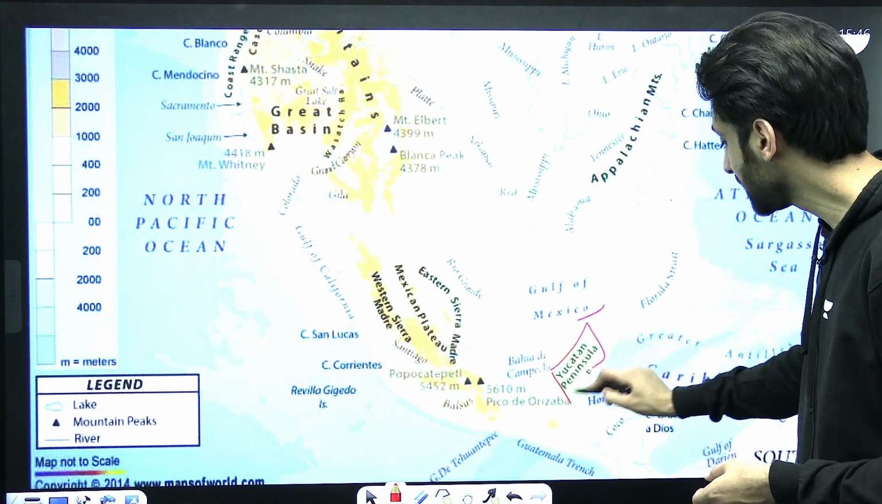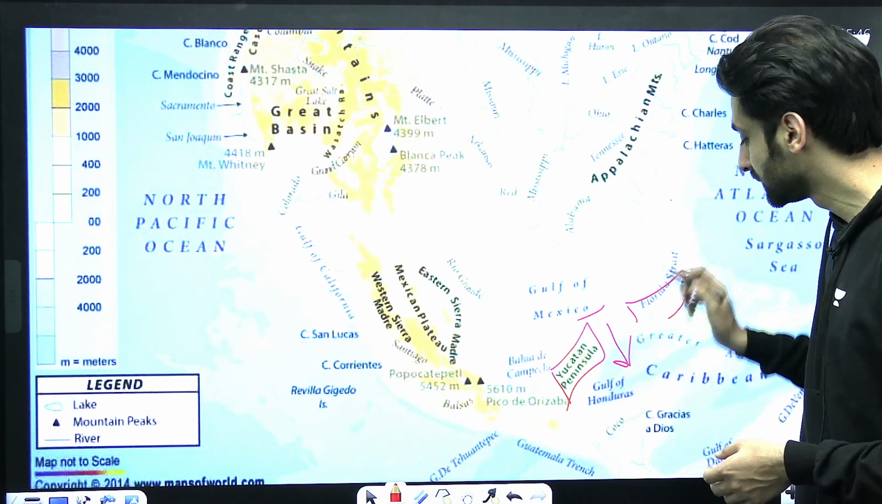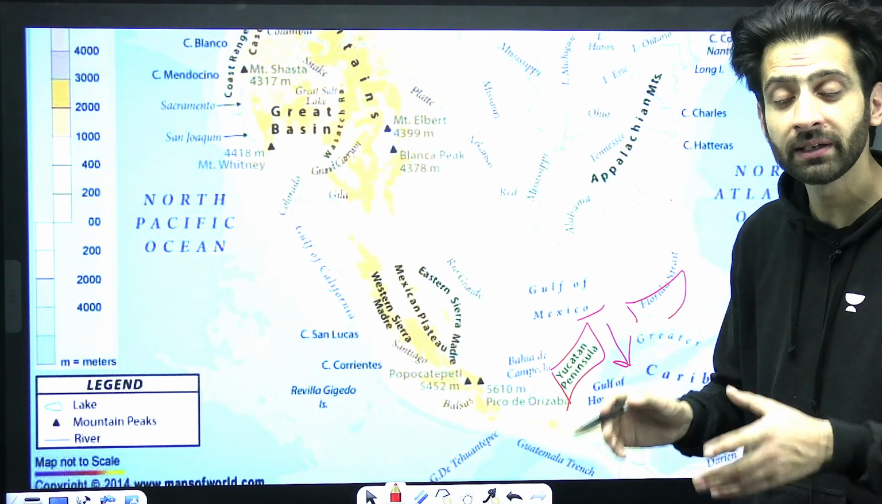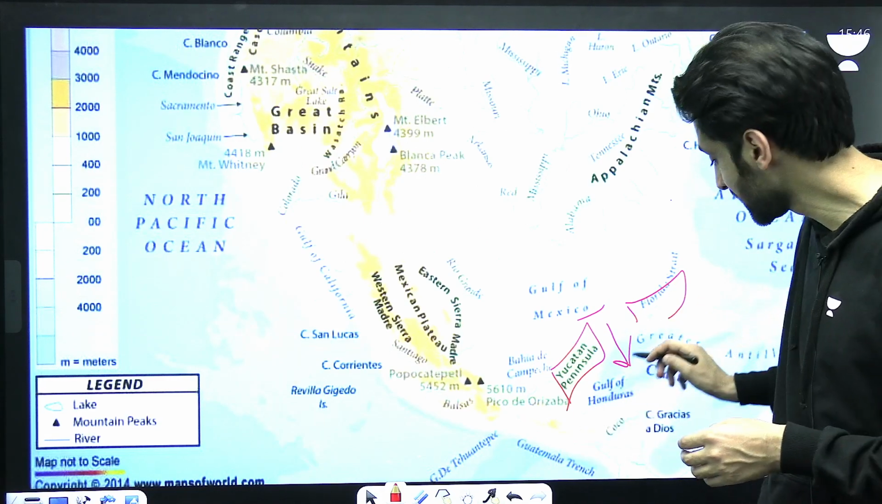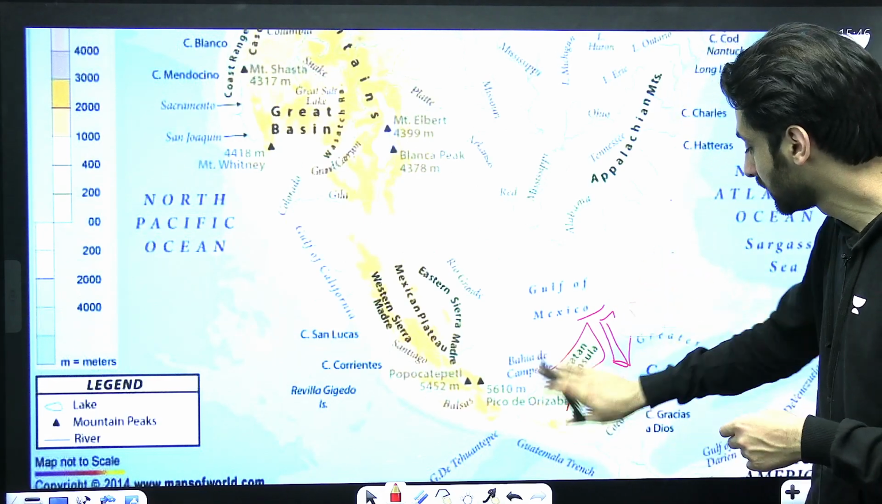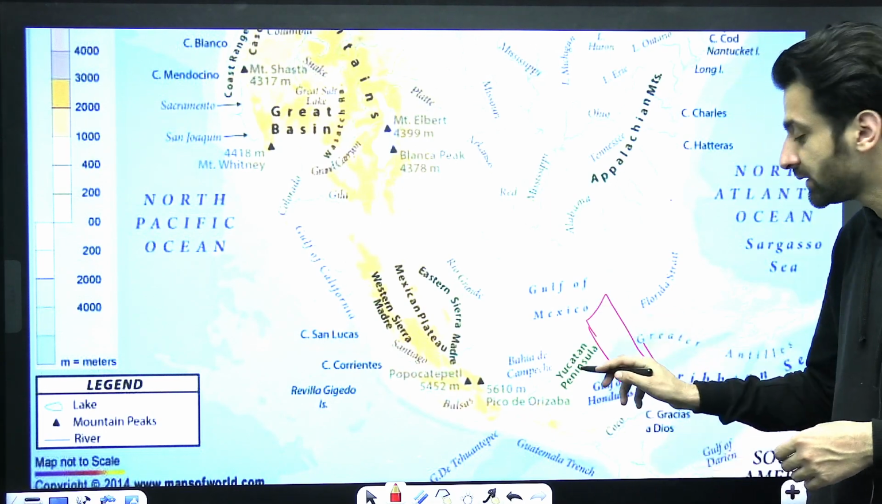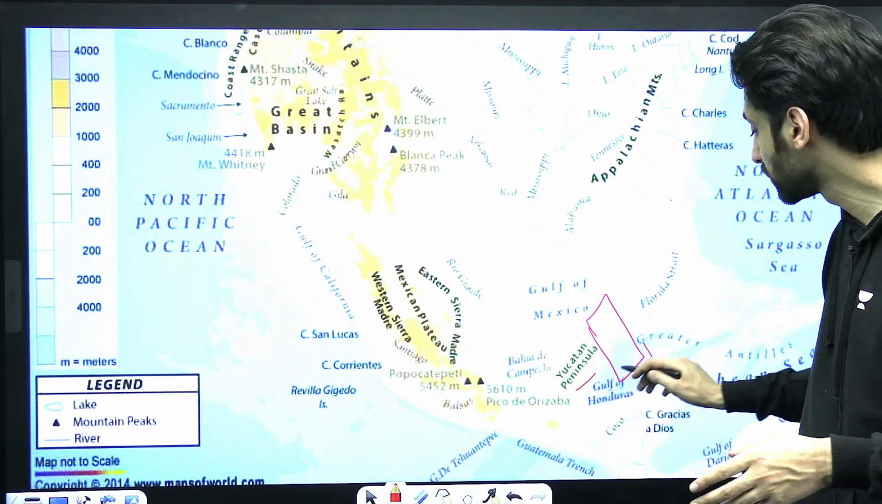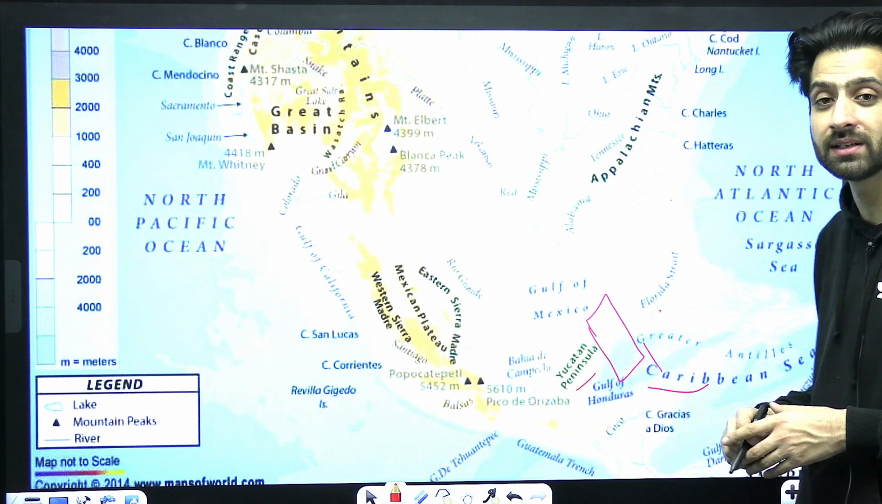Yucatan Peninsula is getting separated from Cuba by a water body. This is Yucatan Channel. It's a bit larger and deeper, so it's a channel. Yucatan Channel is the name of this water body that is here, that I am marking this area. This is Yucatan Channel that is separating Yucatan Peninsula from Cuba again and connecting Gulf of Mexico with Caribbean Sea.